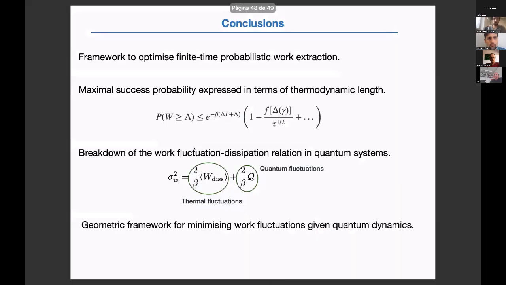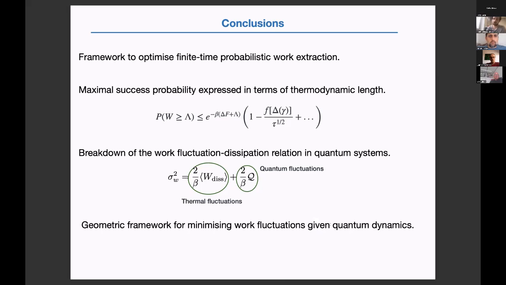And with this, I go to the conclusions. I explained a framework to optimize finite-time probabilistic work extraction. Then I showed that the maximum success probability can be expressed in terms of thermodynamic length. We also get some insights into how you converge to Jarzynski's bound. And then in the second part of the talk, I discussed the breakdown of the work fluctuation-dissipation relation in quantum systems. But I also argued that you can construct a geometric framework for minimizing both work fluctuations and dissipation.